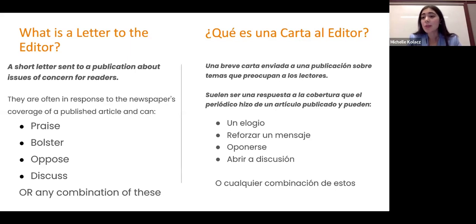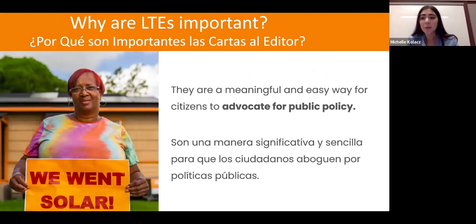Another thing is you could use a letter to the editor as a discussion forum. You're bringing to light something that they did an okay job about. You want to talk about it more. You want to bring that more into the public awareness. And so these are all the different things that a letter to the editor can do. And often it's a combination of these, and it might not just be any one of these. And that's great. And so now we are going to go into why they're important.